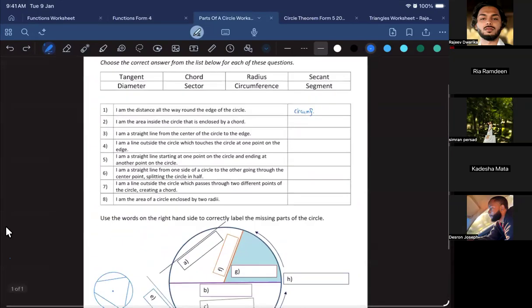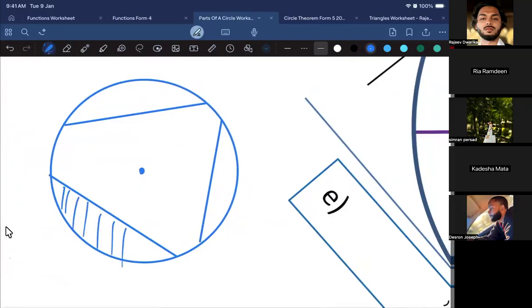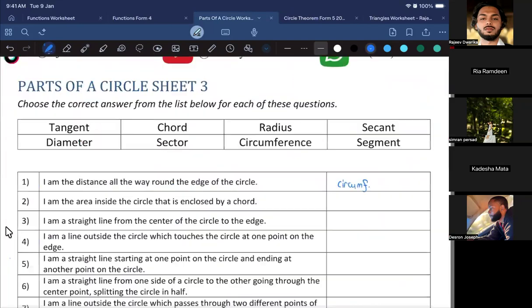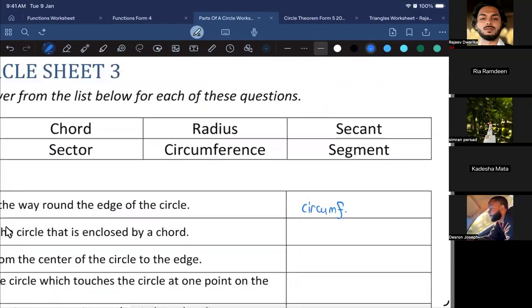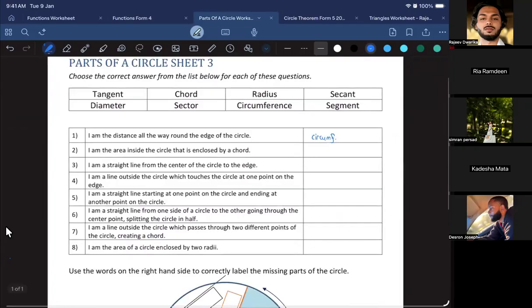So they're talking about that area enclosed by a chord. Like this. Do you know what they call that? I want you to look at your options. Which one starts with S? Sector, segment, second, sequence. Secant, right?